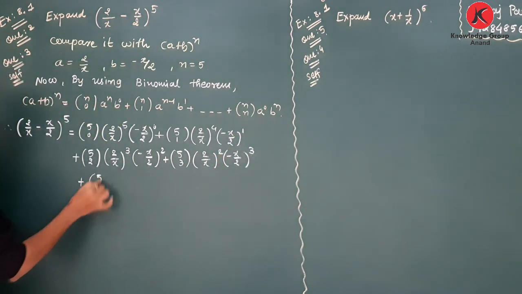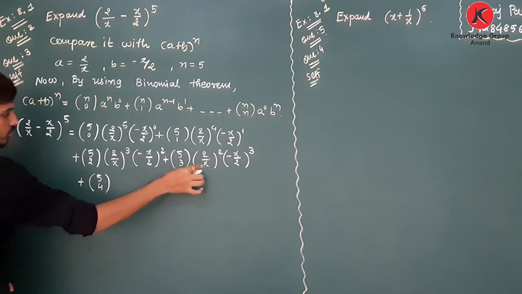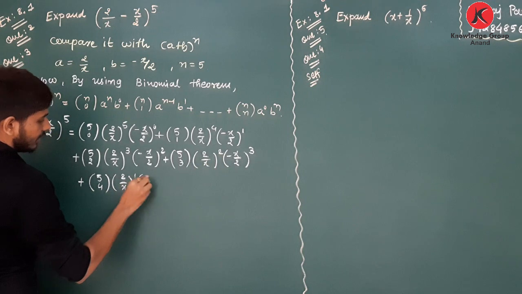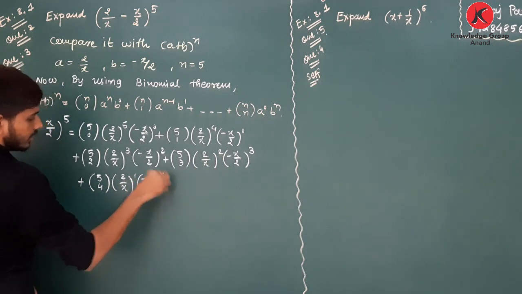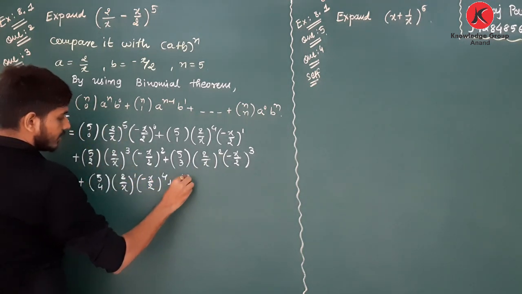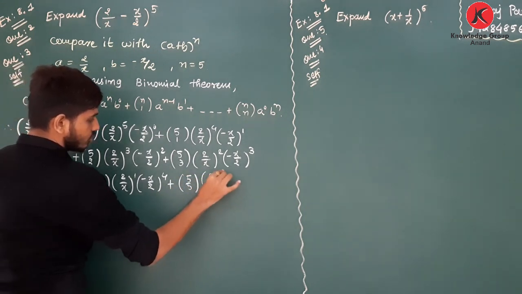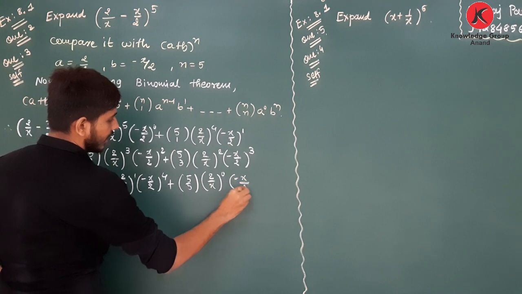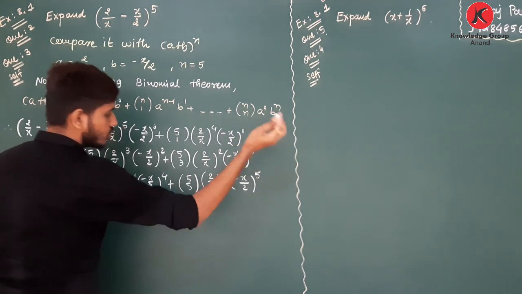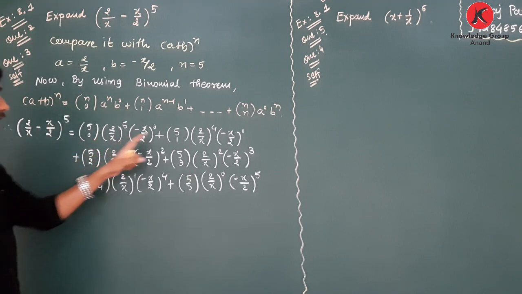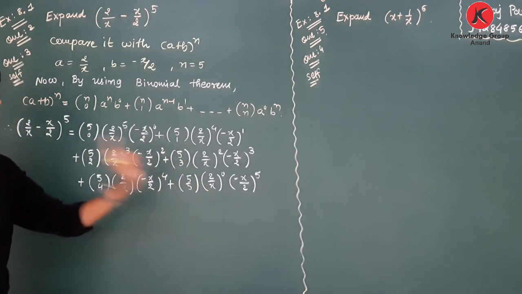Next, plus 5C4 (2 by x) raised to 1 (minus x by 2) raised to 4, and plus 5C5 (2 by x) raised to 0 (minus x by 2) raised to 5. This is your last step. The total number of terms in this expansion is 5 plus 1, that means 6 terms: 1, 2, 3, 4, 5 and 6.